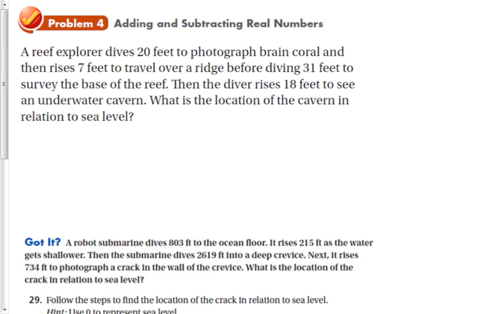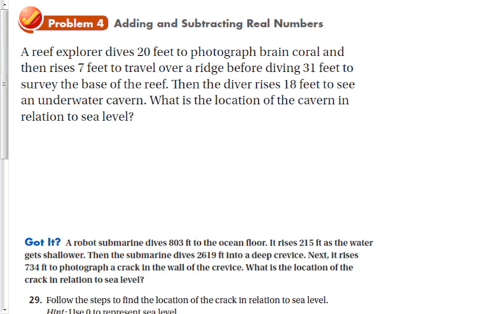Okay, applying some of this here, we're going to do a little problem. Reef Explorer dives 20 feet to photograph brain coral and then rises 7 feet to travel over a ridge before diving 31 feet to survey the base of the reef. Then the diver rises 18 feet to see an underwater cavern. What is the location of the cavern in relation to sea level?